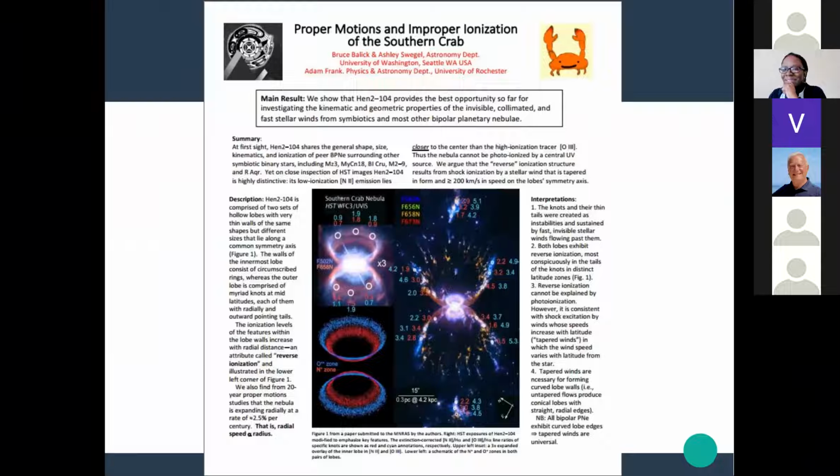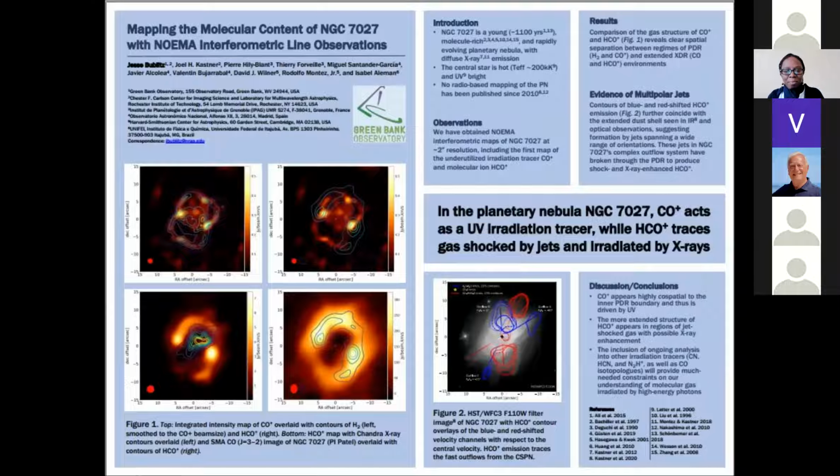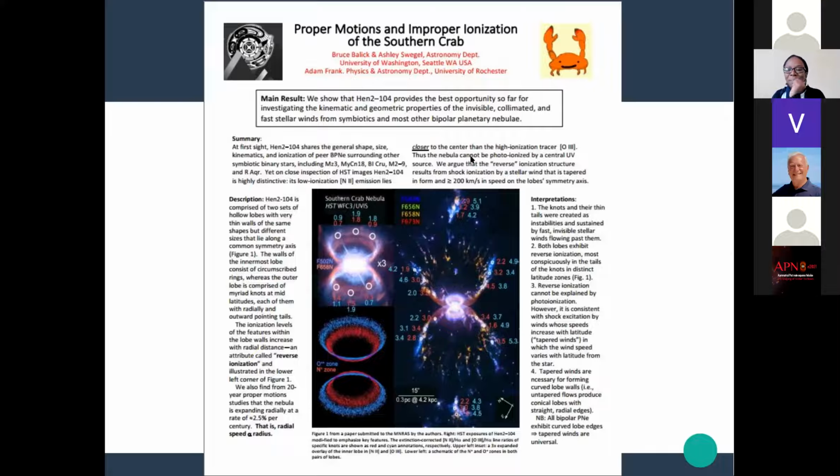You betcha. Okay, here goes. This is the Southern Crab, and very briefly, I'd like to call to your attention that the blue emission here is oxygen 3, the green emission is H alpha, and the red emission is nitrogen 2.